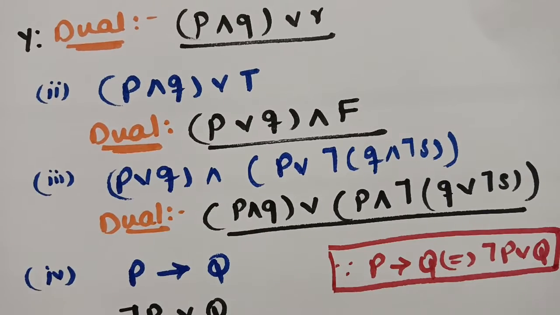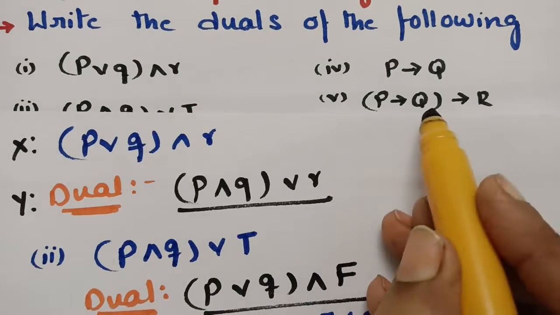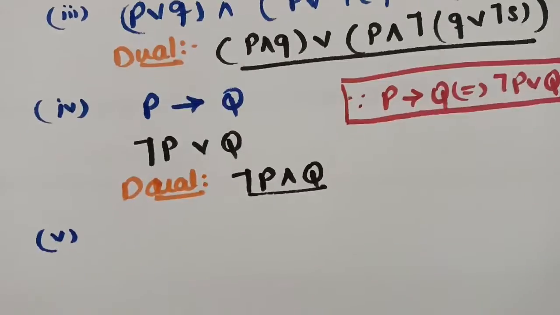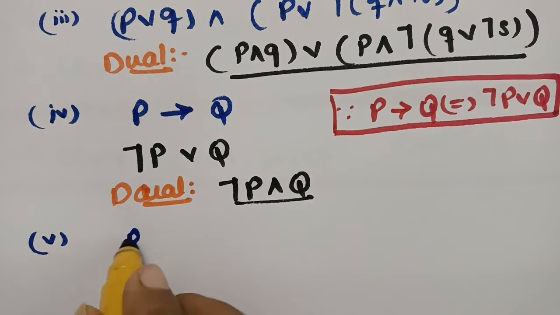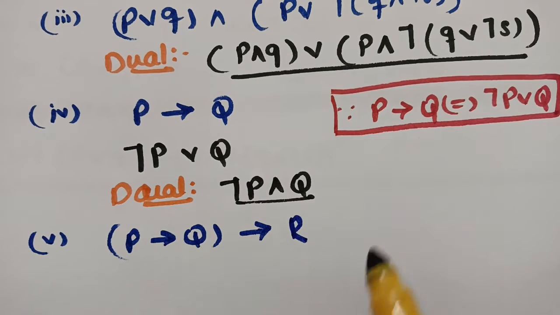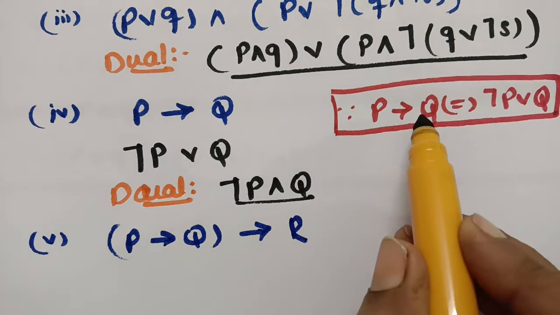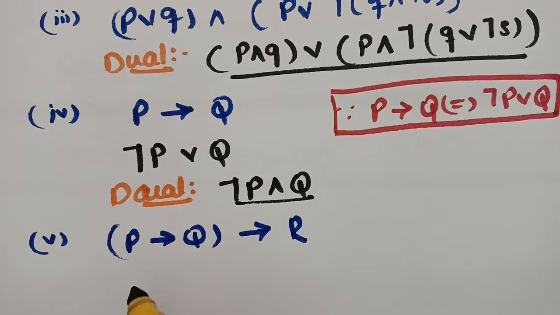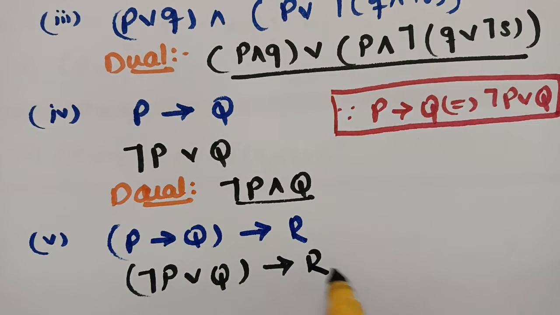The fifth question here is P implies Q implies R. First of all, I am transforming this in terms of and, or. So what is negation P? Negation P implies... so P implies Q means negation P or Q. And the next one here is implies R.